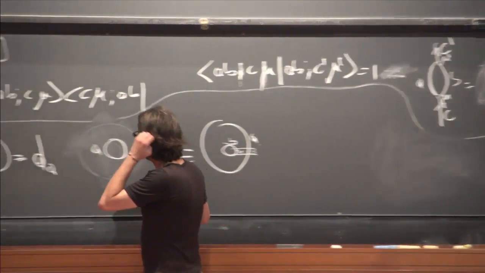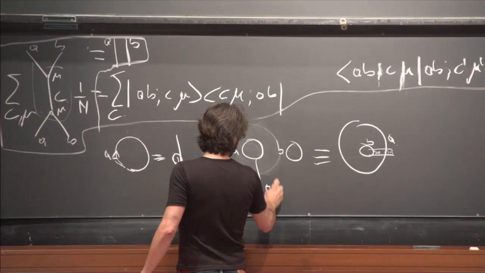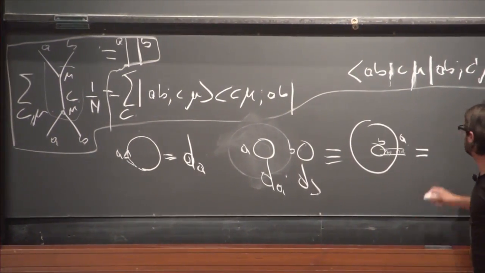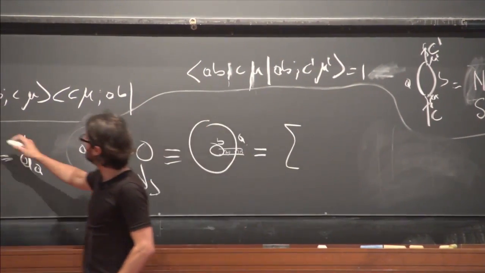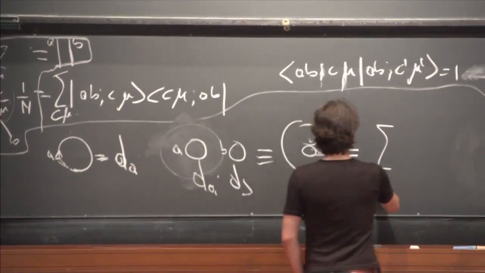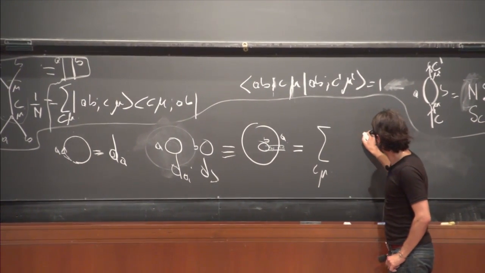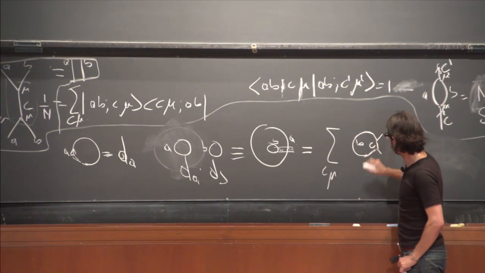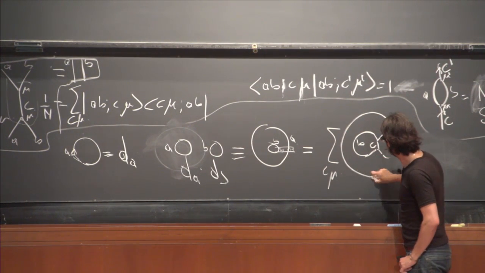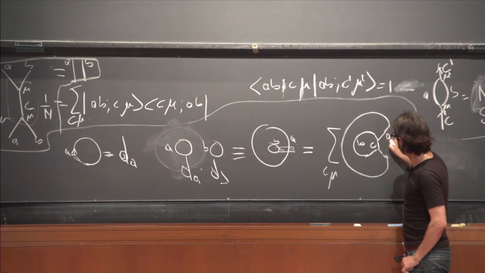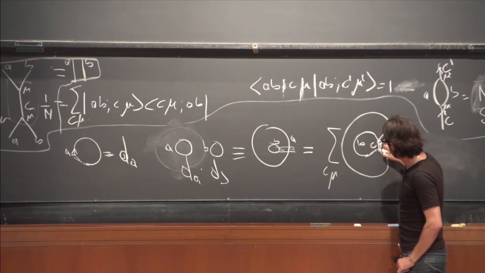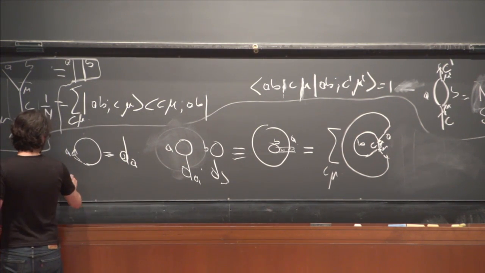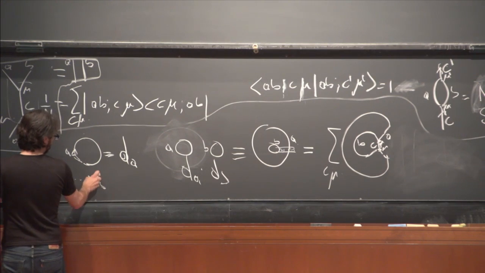Okay? So the amplitude of this is dA times dB. But I now insert a full set of states here. So this is just the sum over C and mu of, this is B, this is now C, this is A, and this is mu at each. So this mu runs from 1 to N^C_{AB}.